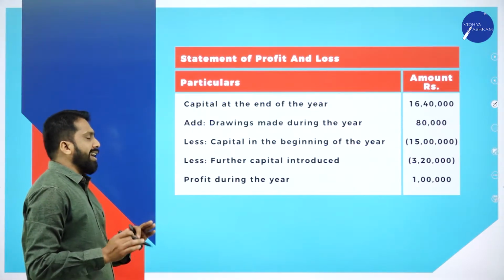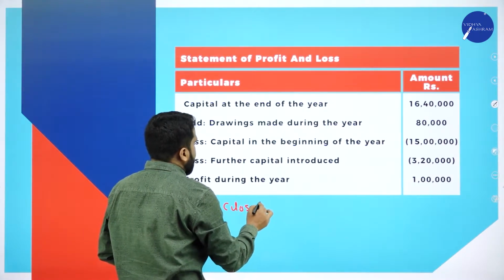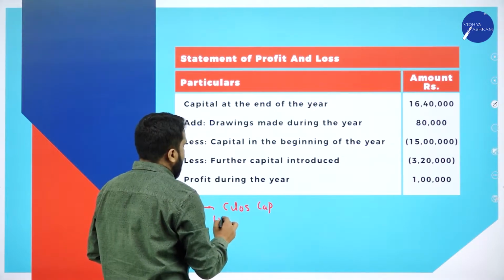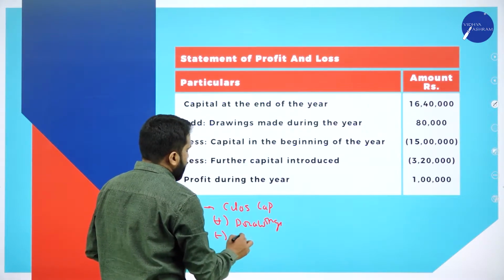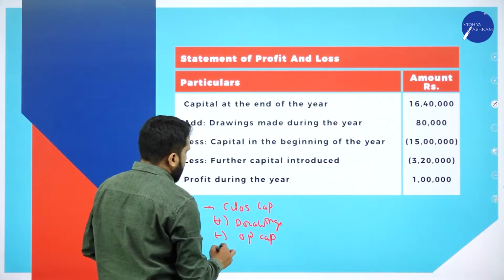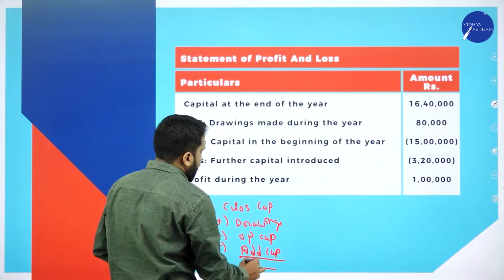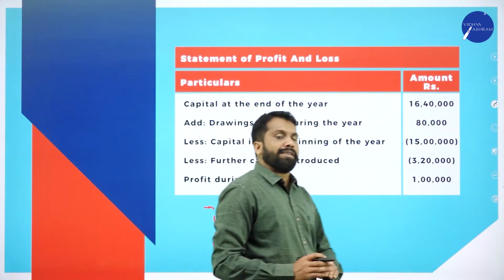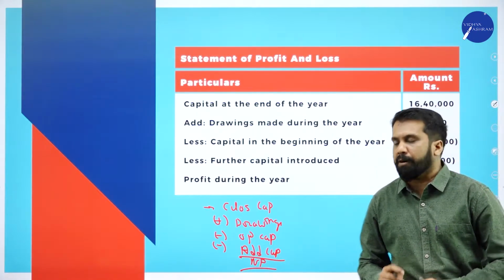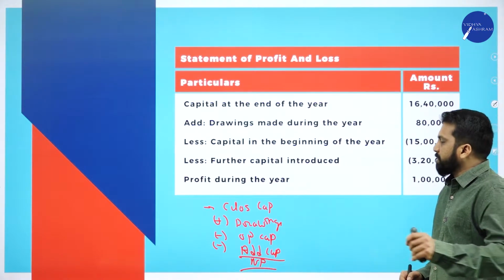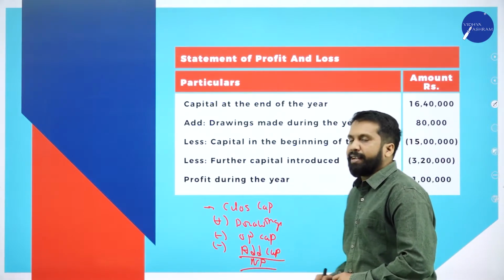So what is the procedure? As you know, we start with closing capital. We add drawings, minus opening capital and minus additional capital. Then you will get your net profit. Clear? We have not taken any expenses or income. That will come later for your 12 marks question. Now, closing capital plus drawings minus opening capital minus additional capital, you will get your net profit.